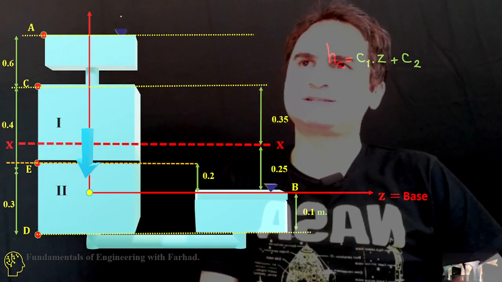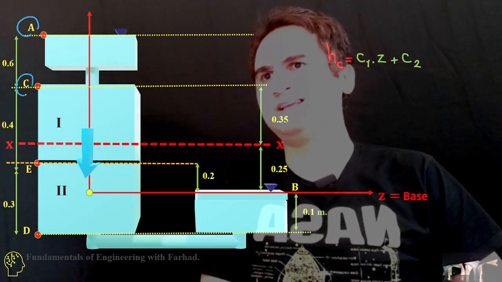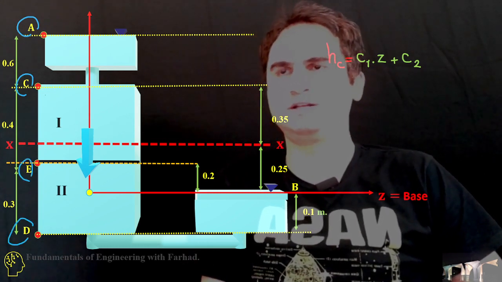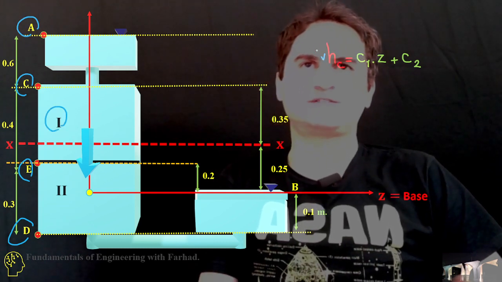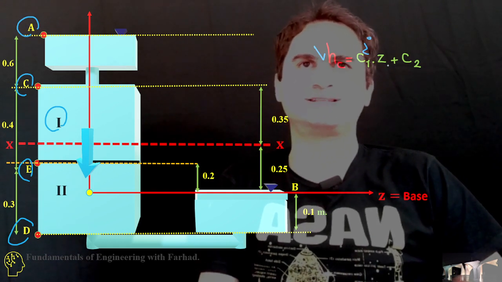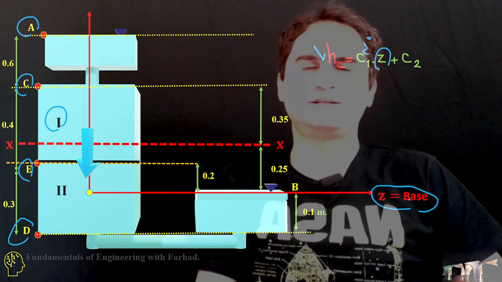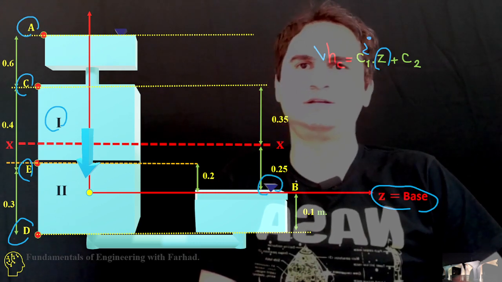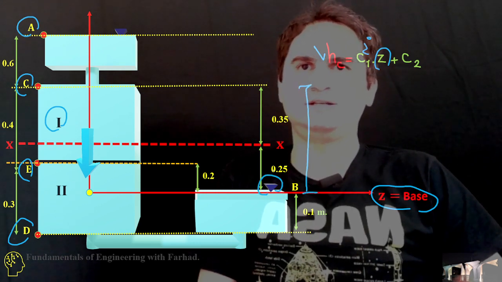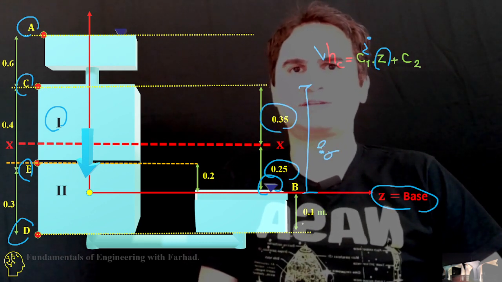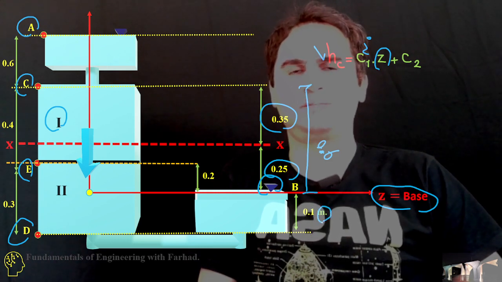So if that's the case, let's go by points A, C, E, and D. Let's start with point C, which is at the start of soil 1. H of C is equal to c1 z, which is i times z plus c2, and z is, this is our base. We just locate our base at the lower water head. So this is the lower head. Then our z is 0.25 plus 0.35, that's 0.6 meters, and all units are in meters.